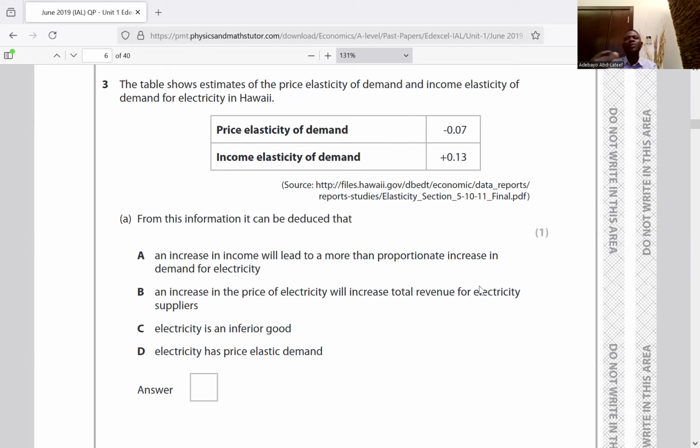Because first, what is price elasticity of demand? It is the degree of responsiveness of the quantity demanded of a product as a result of a change in price. And income elasticity of demand is the degree of responsiveness of the quantity demanded of a product as a result of a change in income. You get that. So an increase in income will lead to a more than proportionate increase in demand for electricity. Based on the elasticity here, it is a normal good. So an increase in income will definitely increase the demand for it, but not proportionately. It's not A. An increase in the price of electricity will increase total revenue for electricity suppliers.